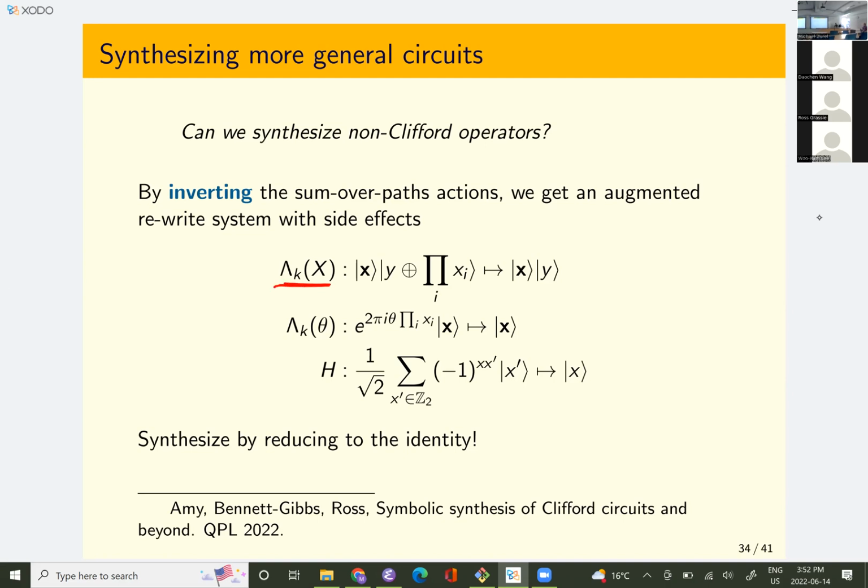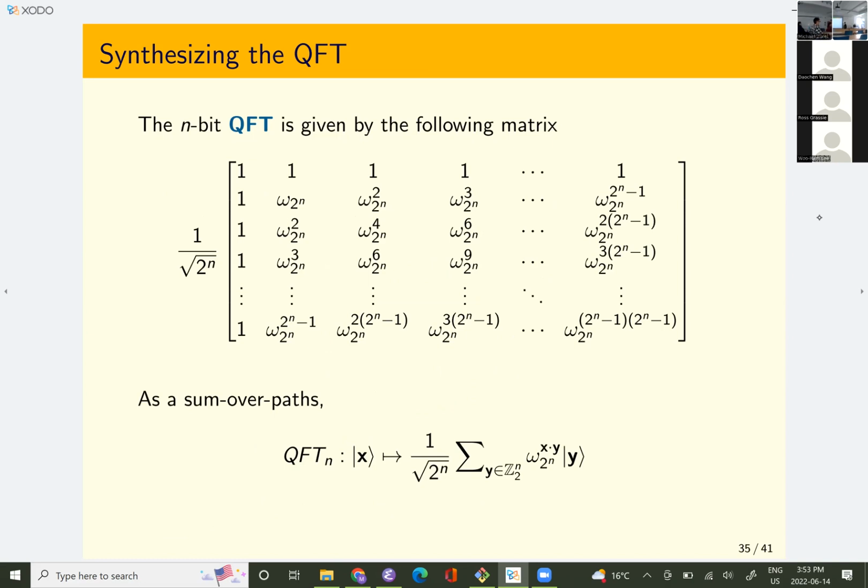So a multiply controlled X state, for example, just uncomputes the product of the input register. A multiply controlled theta phase state uncomputes a particular phase. Right? And the Hadamard gate uncomputes this system of paths. So you can synthesize by applying these rewrite rules to reduce a sum of paths expression to the identity. And the first example that we tried on this was using it to synthesize the quantum Fourier transform.